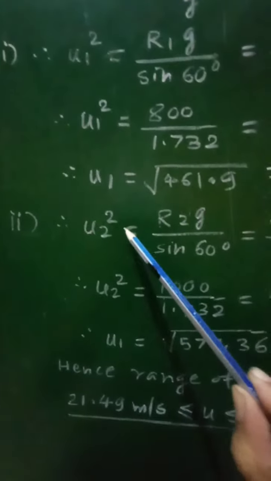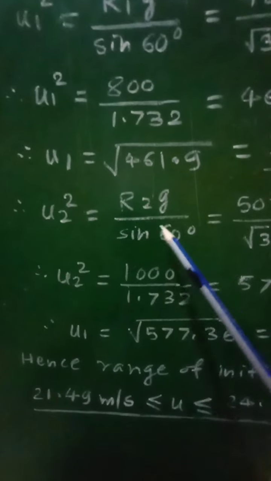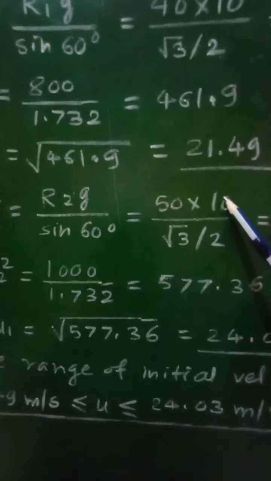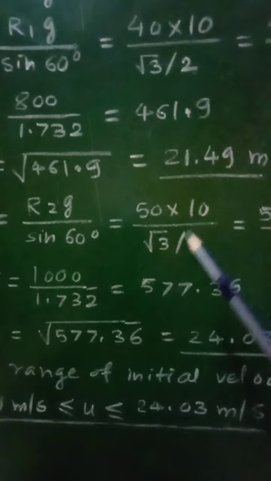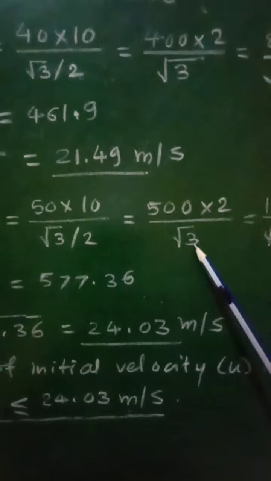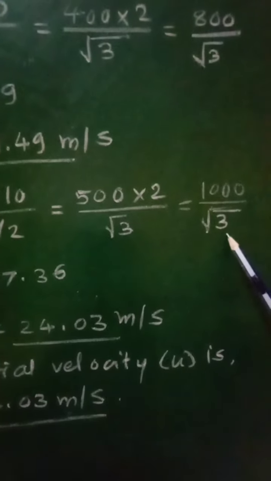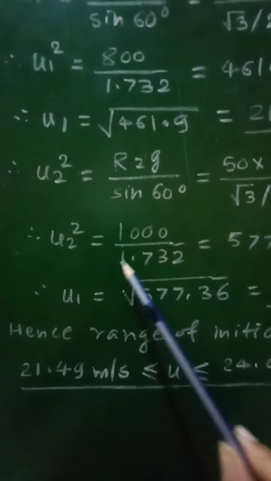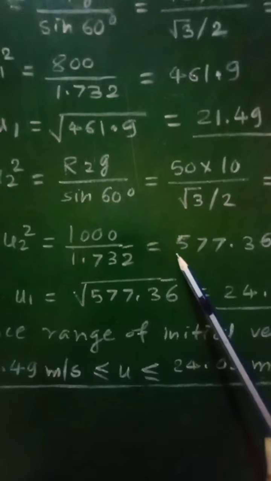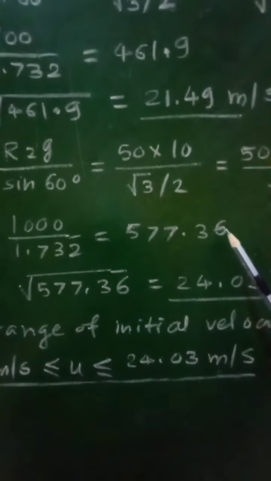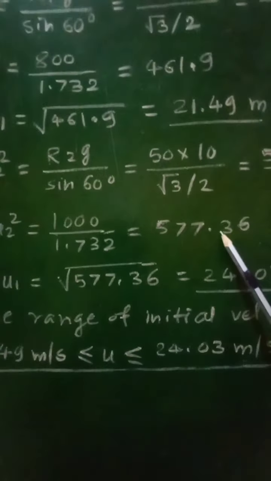Now similarly we can find u2. For that purpose u2 square will be equal to R2g upon sine 60, which will be equal to 50 into 10 upon root 3 by 2, which comes out to be 500 into 2 upon root 3, which is equal to 1000 by root 3. And therefore u2 square will be equal to 1000 upon 1.732, which comes out to be 577.36. This is the value of u2 square.